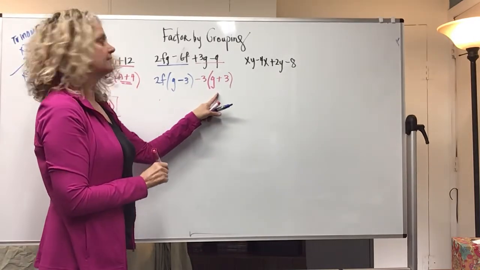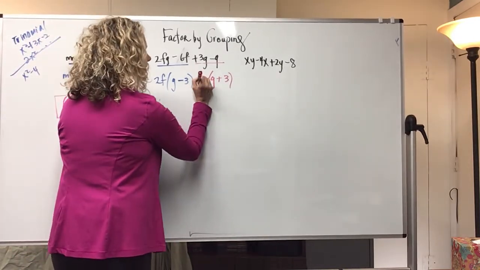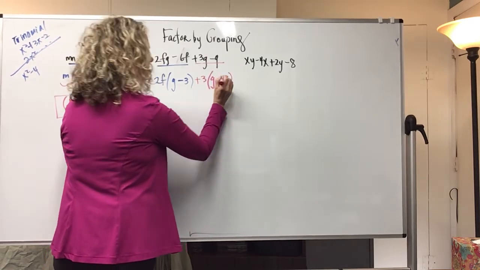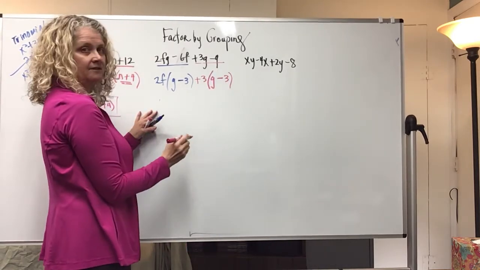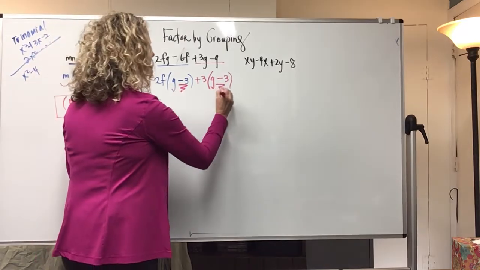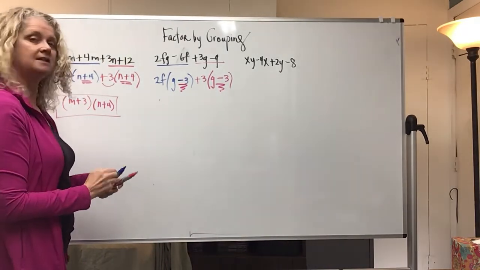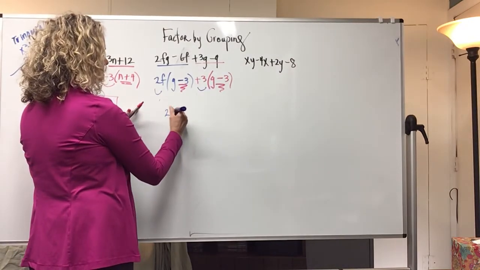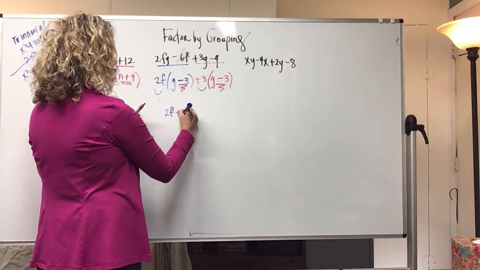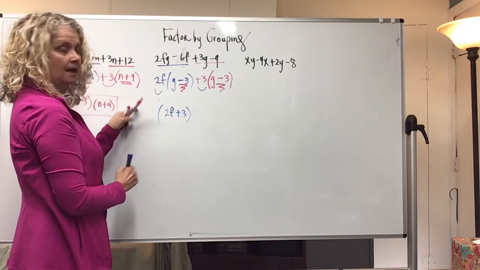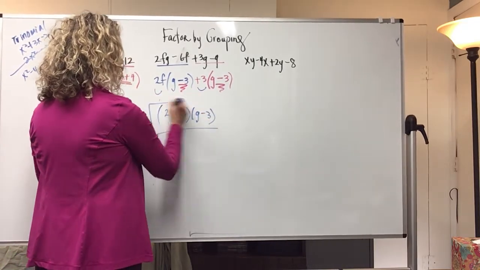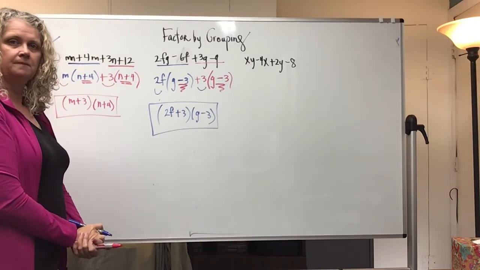So now I have to go back and I have to look and notice if I pulled out a positive 3, 3 times g is 3g. A 3 times negative 3 is a negative 9. These are now the same, so I did it correctly. I take the two terms that are all alone, and I smack them together, and I take the g minus 3, and that's the correct factorization.